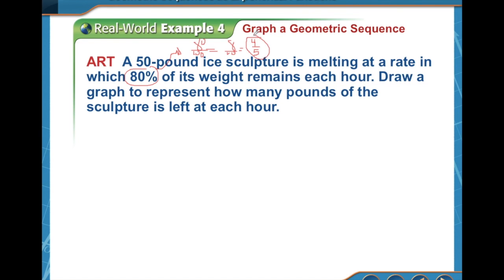So we're multiplying by 4/5 every time. Each hour, we multiply by that. If we wanted to draw a graph, we could do it to represent how many pounds of sculpture is left each hour. So the first hour, we have a 50-pound ice sculpture to start when we first have it. And then every hour that goes by, we multiply by 4/5 because it's melting because of the temperature. So if we wrote a graph, you can imagine what it would look like. The number would start out higher, and every hour that goes by would get lower. 80% lower to be exact.